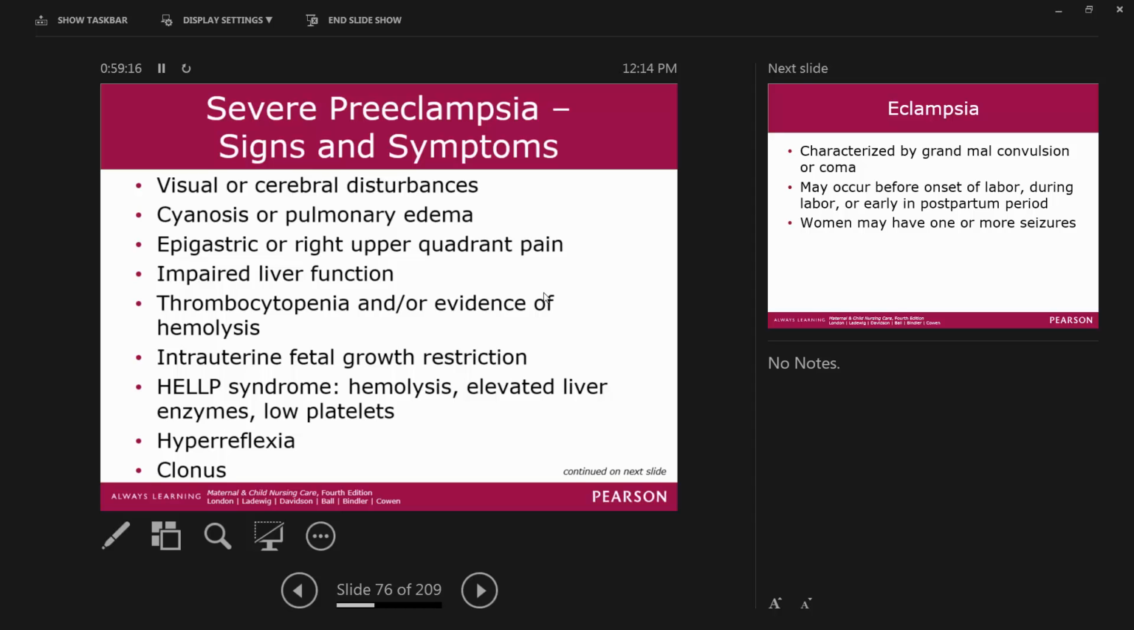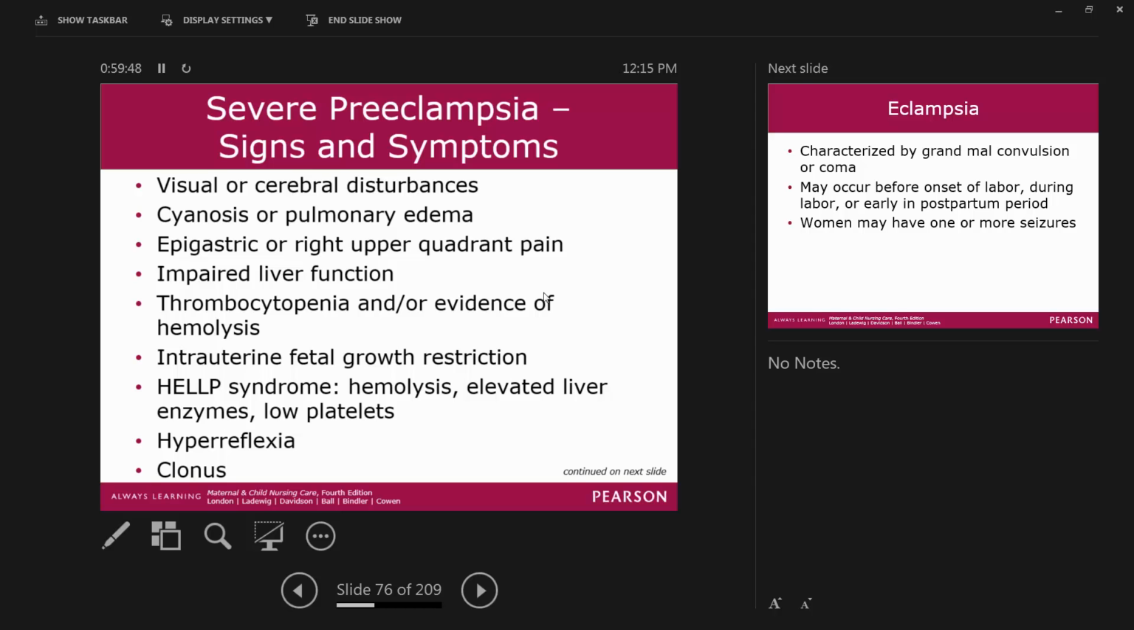So these other things are only going to be seen on lab values, or assessment of the baby with measurements or ultrasound. HELLP syndrome is diagnosed by lab values, so we're looking for hemolysis, elevated liver enzymes, and low platelets. That's what HELLP stands for, and that's a worsening preeclampsia. So their liver is now being involved, okay?